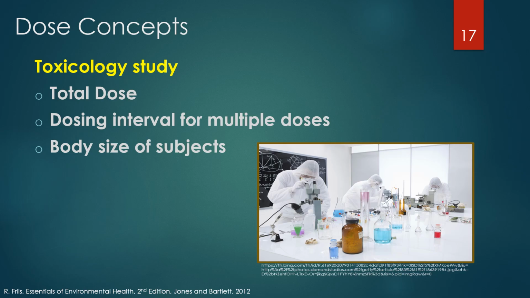When studying the dose of a substance, toxicologists consider the total dose administered, the dosing time period or interval for multiple doses, and the body size of subjects. When multiple doses are administered over a period of time, the effect of the total dose may be different than when the total dose is given at one time. The toxicity of a substance is related to the body size of a subject. Therefore, children are often more susceptible to a dose that may be better tolerated by adults.